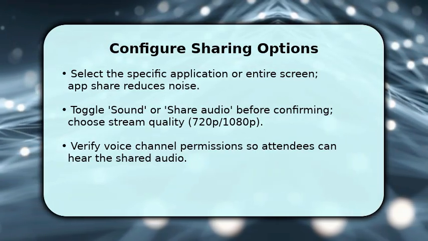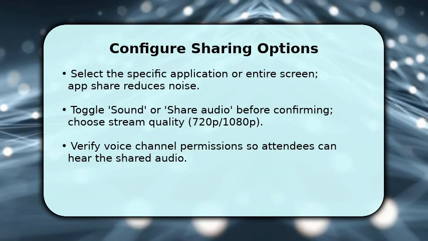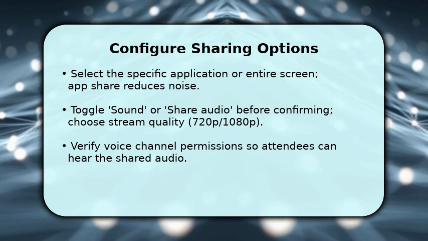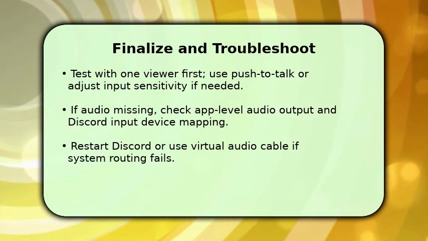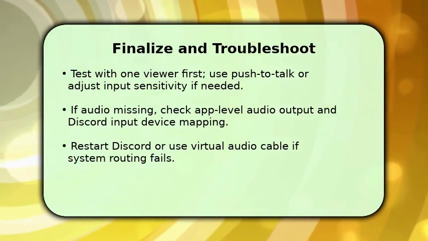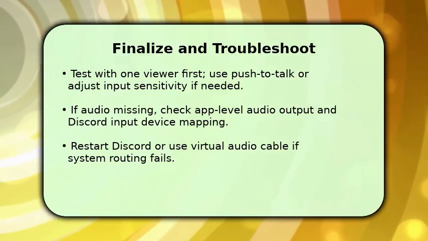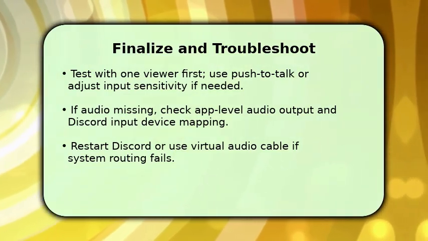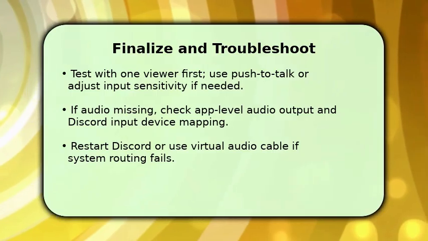Finally, confirm channel permissions so others can receive the audio. Without that, they may see video, but not hear anything. Finish by testing with a viewer. Ask them to confirm they hear the shared audio while you play a sample. If they can't, first recheck the application's output settings and ensure Discord's input device matches that output.